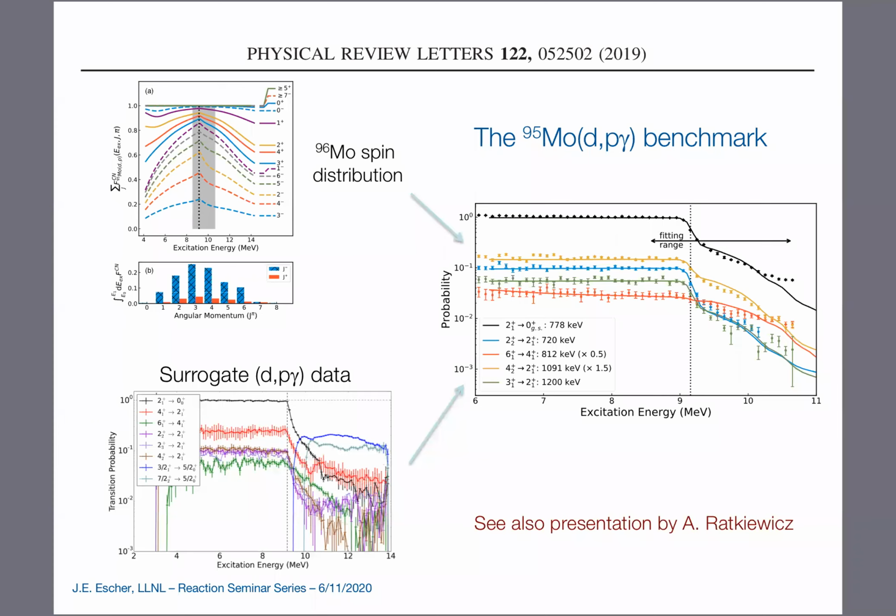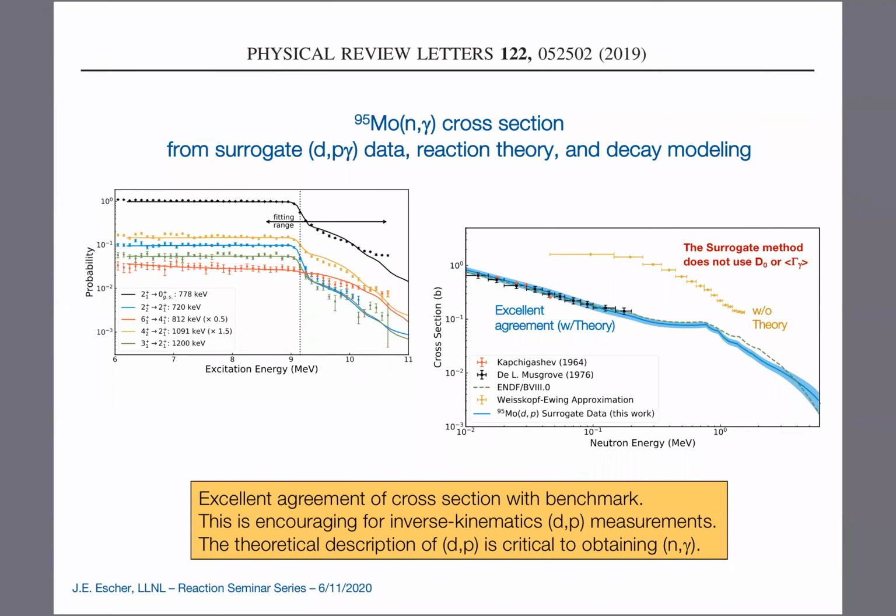Andrew analyzed data from a DP measurement, and we essentially proceeded in the same way. We used the spin distribution that Gregory calculated and the similar types of fits, and got the cross-section for molybdenum 95 (n,gamma), which is shown in the right-hand panel in the blue band. It agrees with the direct measurements. This was a benchmark, so this nucleus is stable. So there was very good data there. So we were very pleased with this.